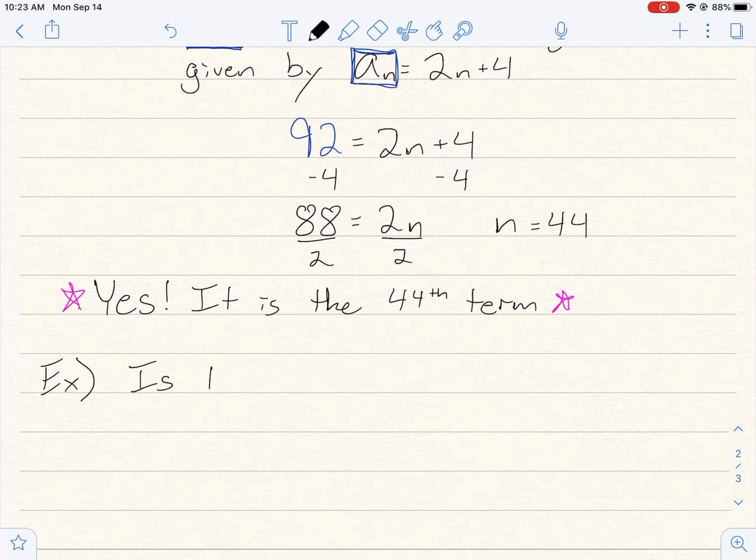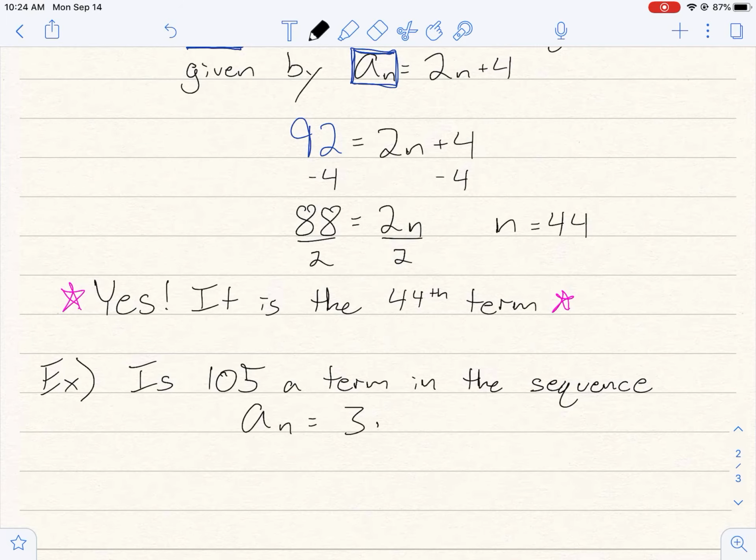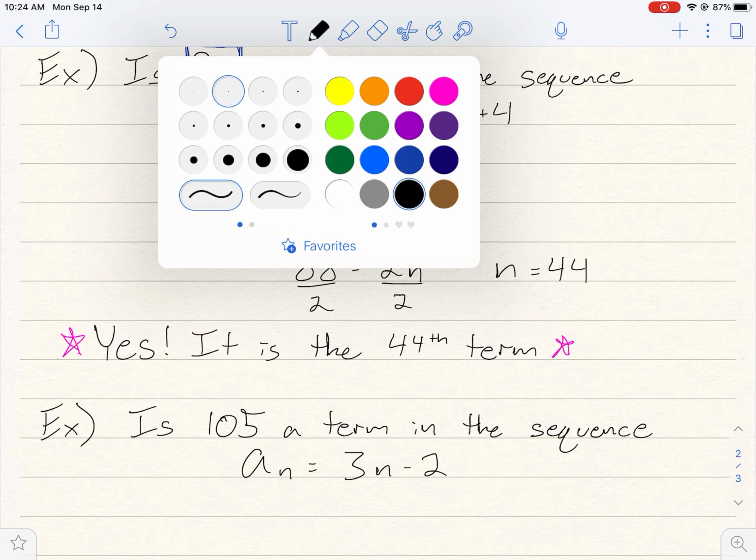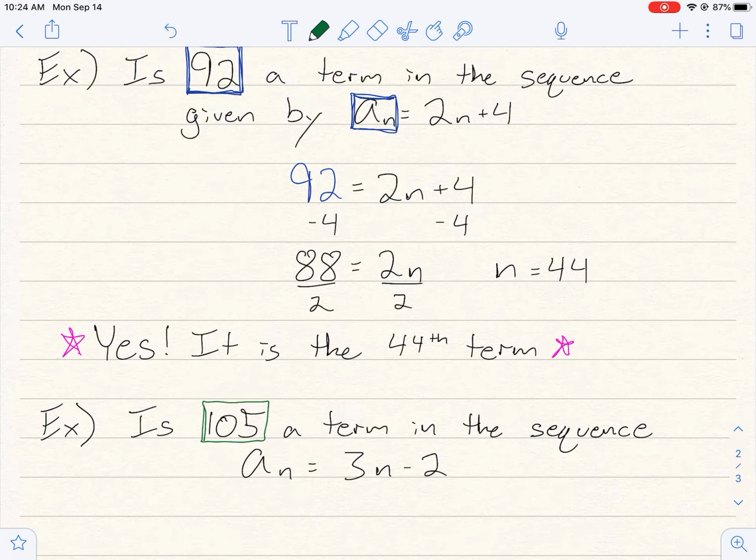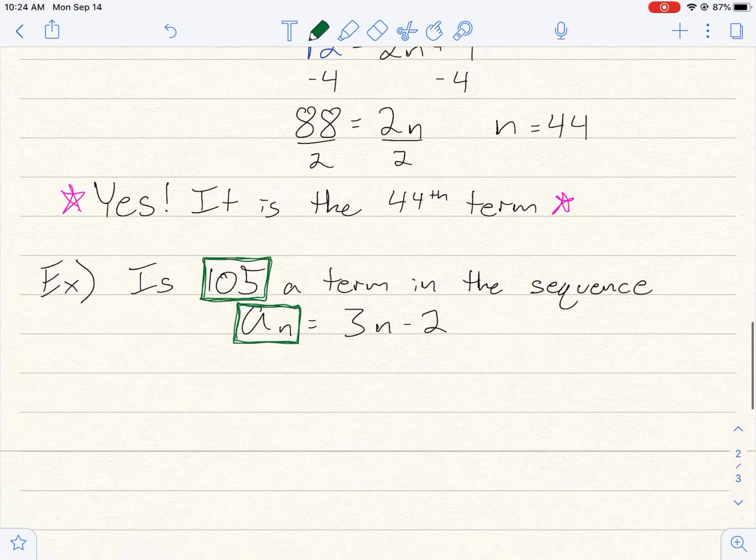So is 105 a term in the sequence a sub n equals 3n minus 2. So similar question. Now I'm trying to figure out, is 105 here in our sequence? So I'm going to take 105 and plug that in for a sub n here. So we're setting 105 equal to our explicit formula and solving for n.